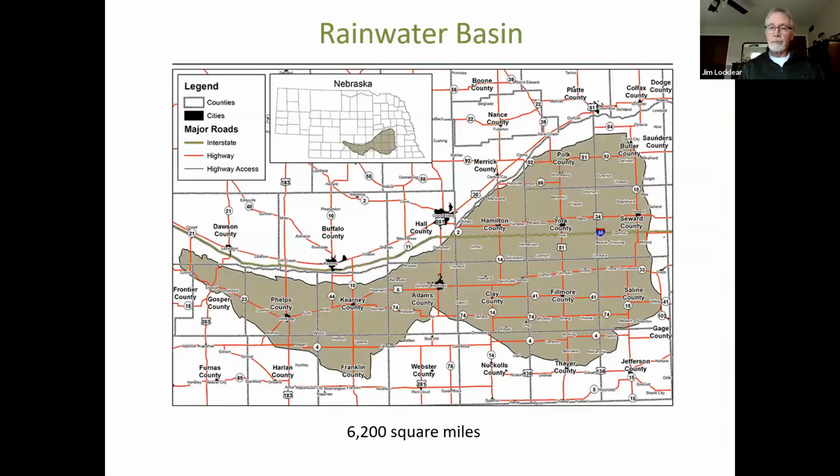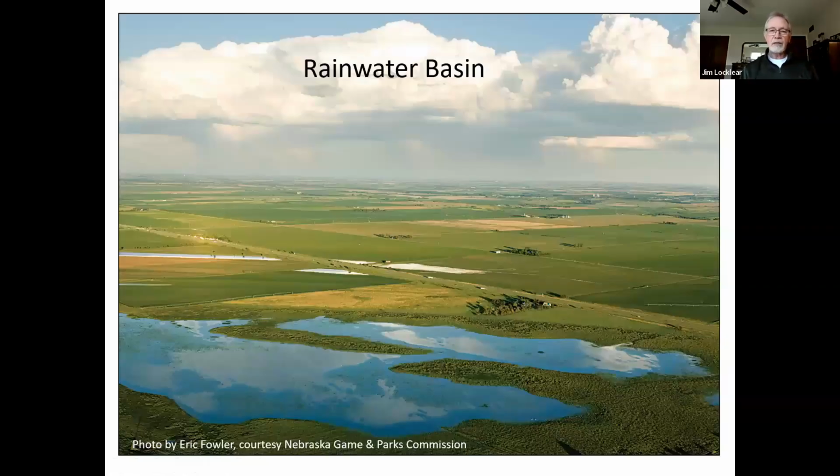But the most remarkable bird habitat, in my mind, within the watershed of the Kaw is a place called the Rainwater Basin, which is in south central Nebraska. I'll try and move the cursor over. You can see this part of the state. It's about 6,200 square miles of land. And this is what it basically looks like. It's basically farm ground. It's some of the best corn country in the Cornhusker state, as well as soybean fields.